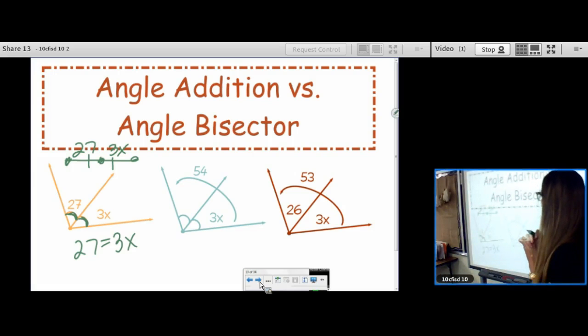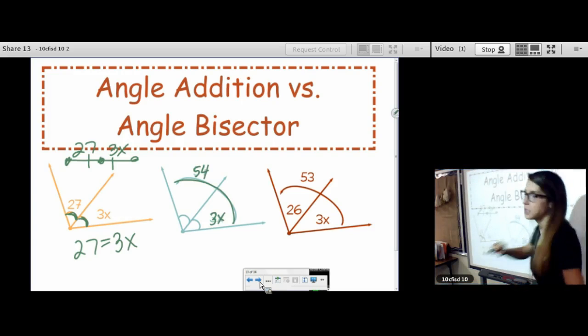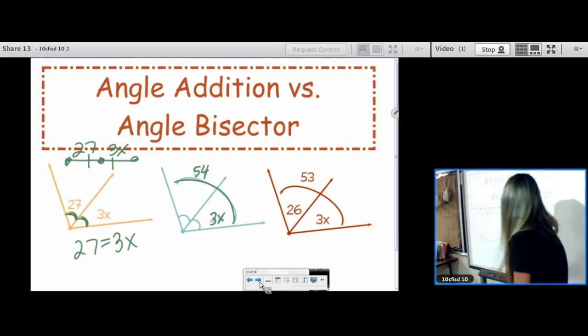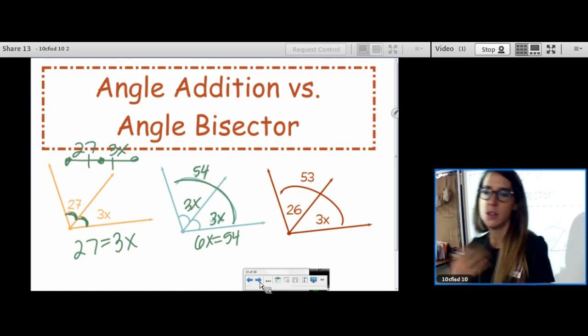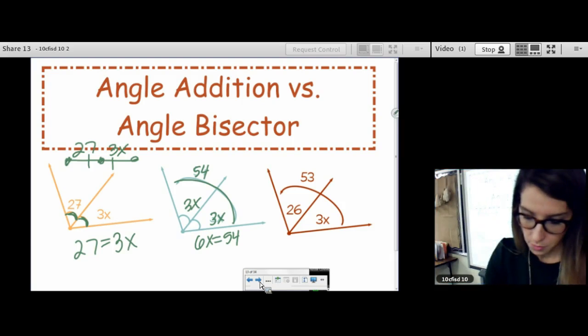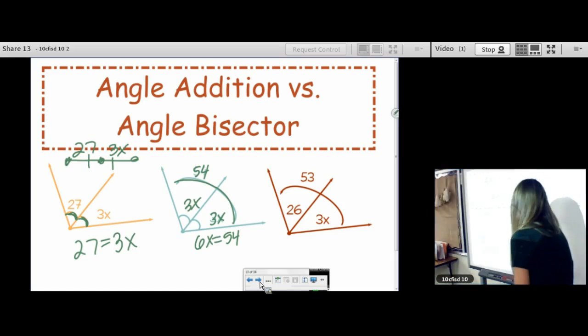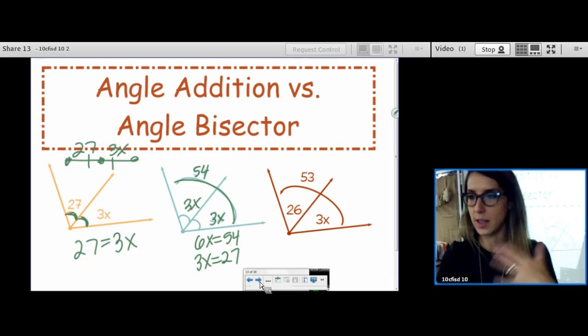Okay, second one. Remember, this is the one where you have options. You have a half and you have a whole. So you can double the half or half the whole. So you can either say 6x equals 54 because I know 3 plus 3, part plus part equals whole. 3 plus 3 is 6. Or you can take that whole and you can bisect it. I know that 54 divided by 2 is 27. You can go from there. It's the half-whole dilemma one. Okay?